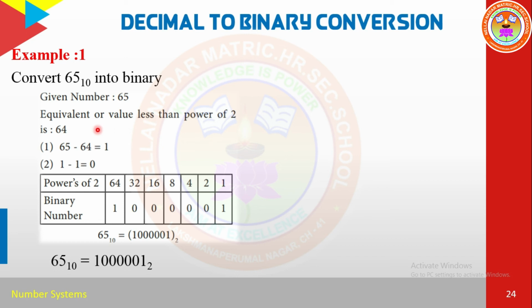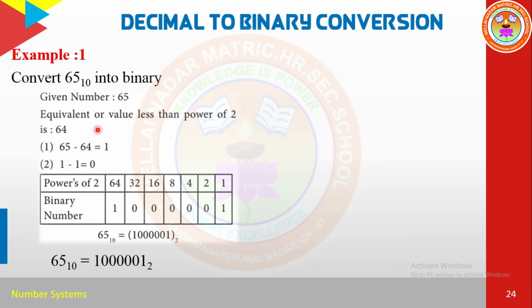That means the number should be equivalent to or less than a power of 2. Compare with the main number, that is 65. Which one is the lesser power of 2? That is 64. That is, find the largest positional weight in the given number. Compare with the given number, there will be a difference: 65 minus 64, the balance is 1. That is, the first step is over.